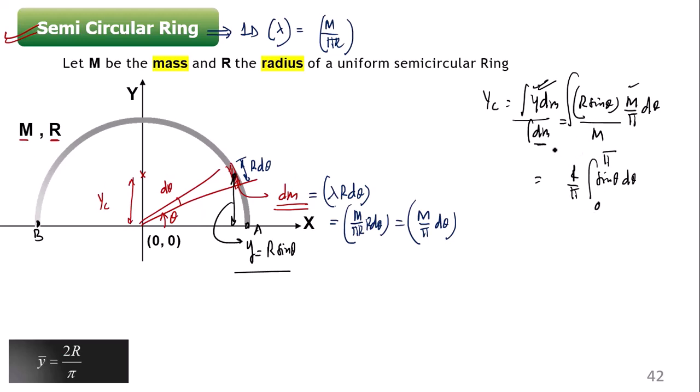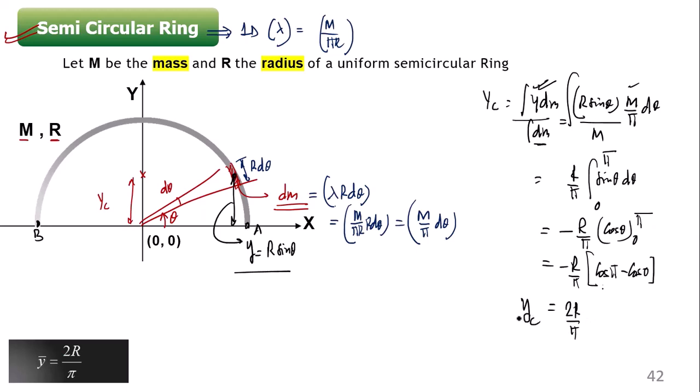So, the integration of sine theta is cos theta with a minus sign. So, I can write r by pi with a minus sign cos theta. Now, the limit is from 0 to pi. So, ultimately what I can write is minus r by pi into cos of pi minus cos of 0. Now, cos of pi is minus 1, cos 0 is 1. So, minus 1 minus 1 is minus 2. That means ultimately it gives 2r by pi. So, that is the y coordinate of the center of mass of this semicircular ring.